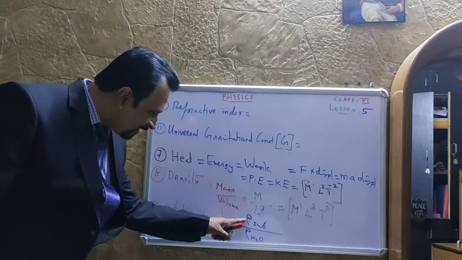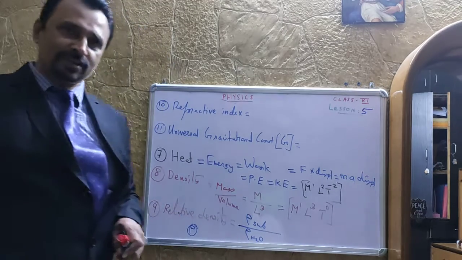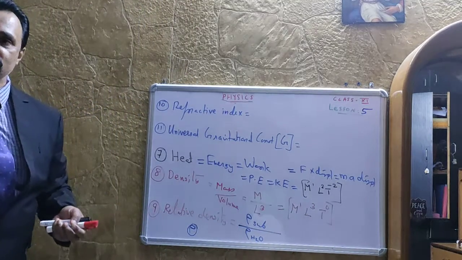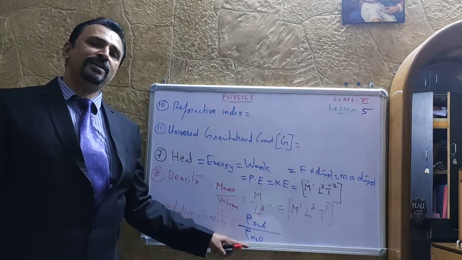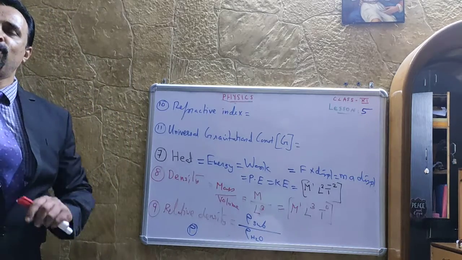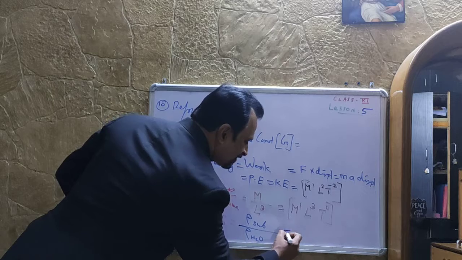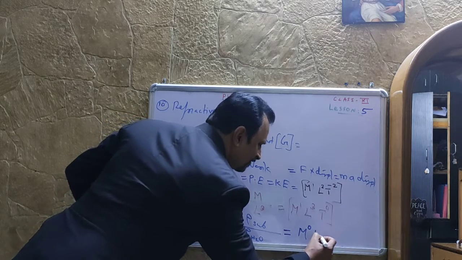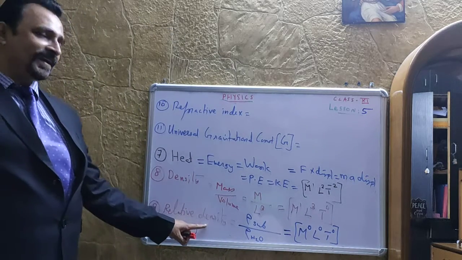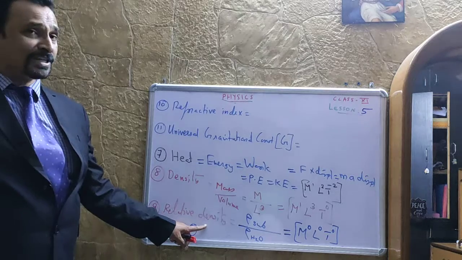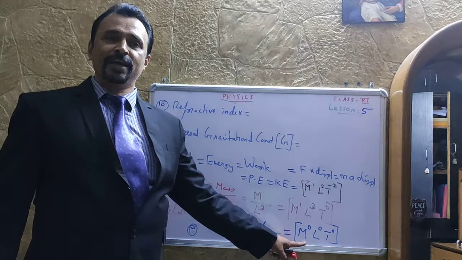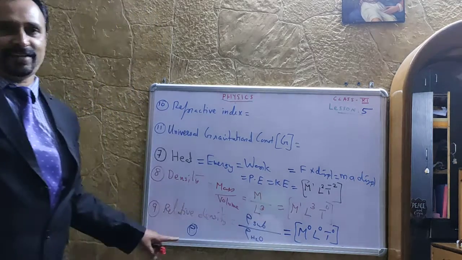Now if you divide the density of a substance by the density of water, you get an answer. What is the unit of that answer? Is there any unit? There is no unit. The reason is this: density upon density, both the units cancel each other. So is there any unit for relative density? No unit. No unit means no dimensional formula. No dimension. M^0 L^0 T^0. So this is an example of a physical quantity. Is it a physical quantity? Definitely. But is there any dimension? No. So it is an example of a dimensionless physical quantity.